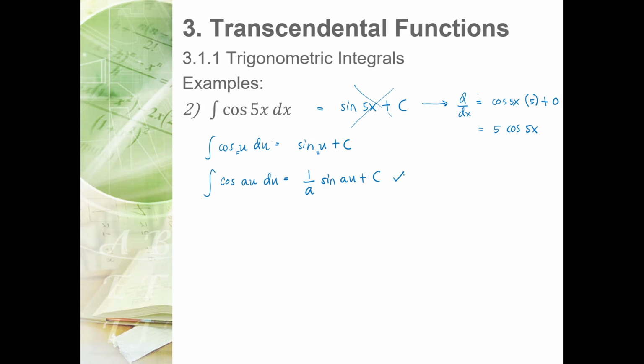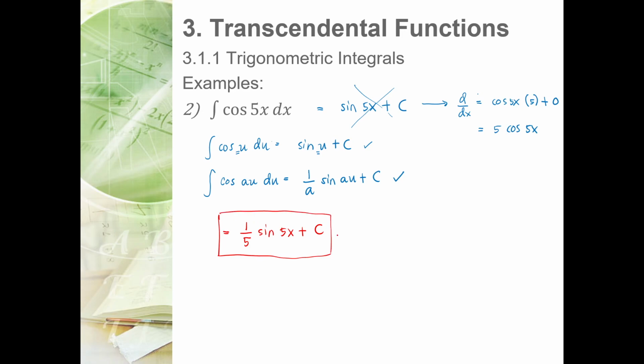So that is the correct formula in BS math books. But again, that is what is presented in most books. So if you try to answer our problem again, this becomes 1 over 5 sine 5x plus c. So that is your answer.